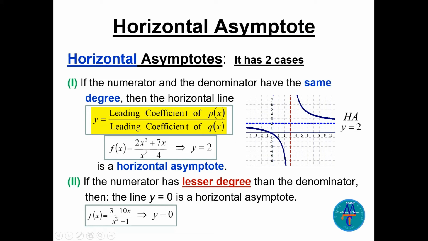Also the same idea here, 3 minus 10x divided by x squared minus 1. See here the degree in the numerator is less. See here the highest power is 1, here the highest power is 2. So directly we say y equals 0 is the horizontal asymptote. Why? Because you can put here x squared, see, 3 minus 10x plus 0x squared, because 0x squared is like 0. So the coefficient of x squared will be 0 over this one here. So it will be y equals 0. y equals 0 is the same as the x-axis.